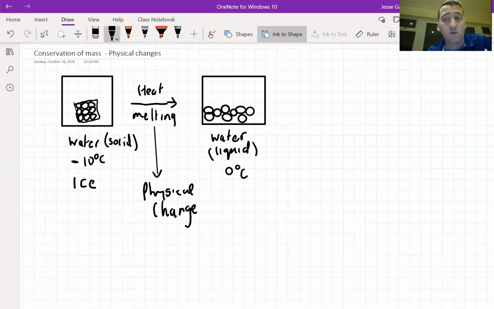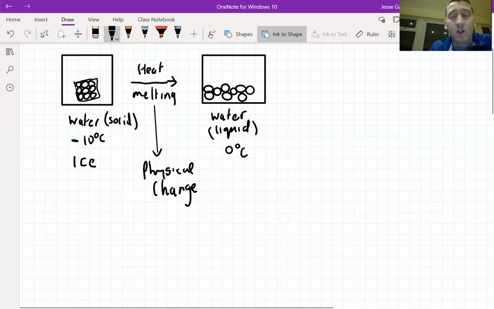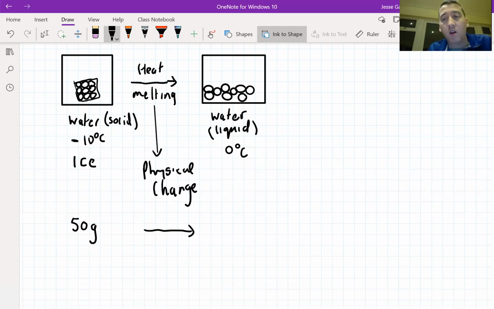So that's all we've done, is overcome and change the strength of some of the forces between the particles. We haven't destroyed any particles, we haven't added any particles. So what can we predict about the mass? If I had 50 grams of ice and I melted it, what would the mass be at the end? On 3, 1, 2, 3, I'm hoping that you realize that the mass would still be 50 grams.